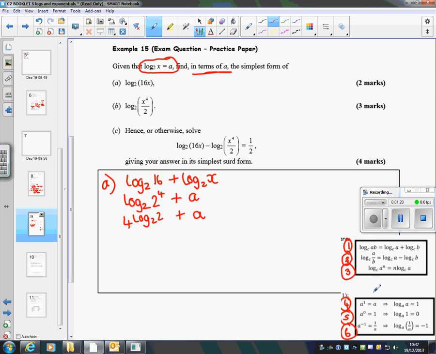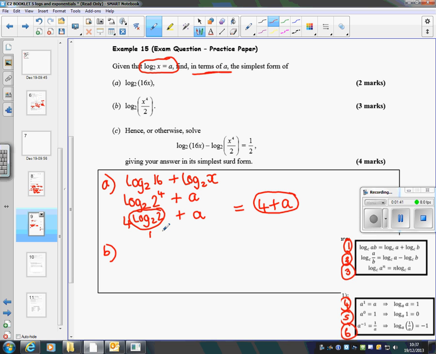If you have a look at rule 4 here, log to the base a of a is equal to 1, so log to the base 2 of 2 is equal to 1. We've got 4 multiplied by 1 plus a. That can be written as 4 plus a. So our final answer is just in terms of a.